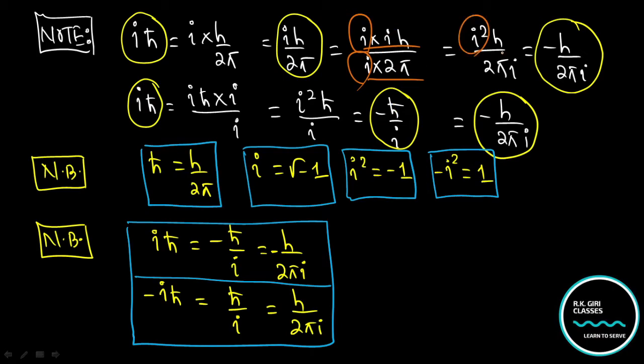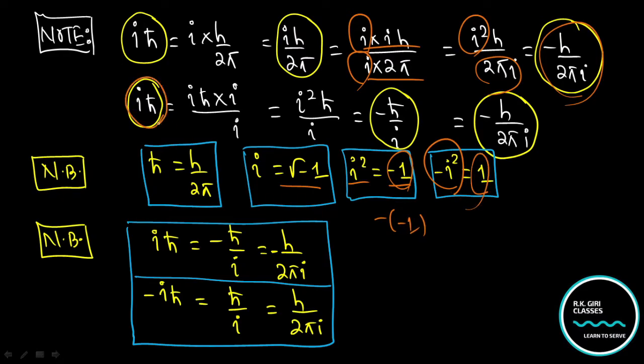So result will be i square h by 2 pi i, that is minus h by 2 pi i. And you know that already, i is equal to root over minus 1, i square is equal to minus 1, and minus of i square is equal to minus of minus 1, that is plus 1. Already we discussed. Similarly for i h cut, you can write like this, i h cut into i, that is i square h cut by i, that is minus h cut by i, minus h by 2 pi i. You can write like this.